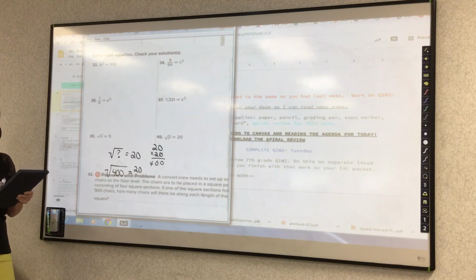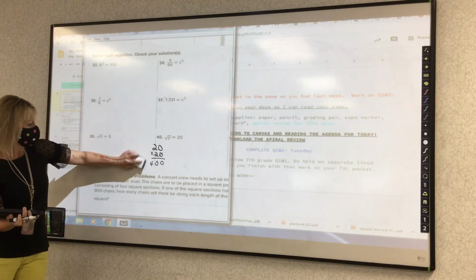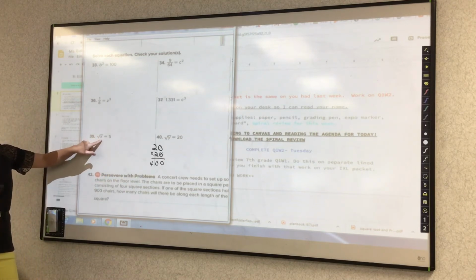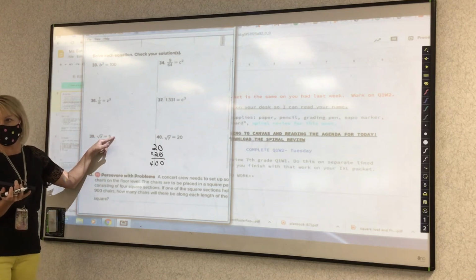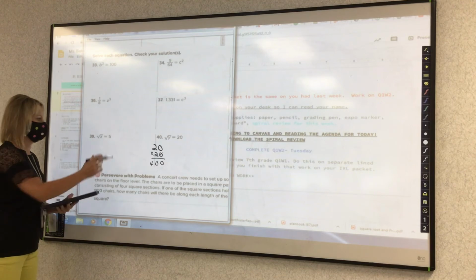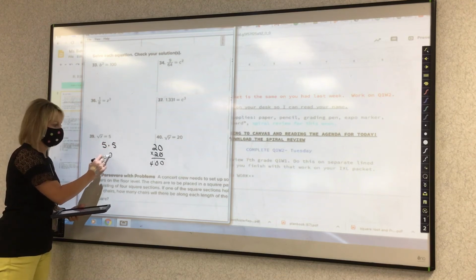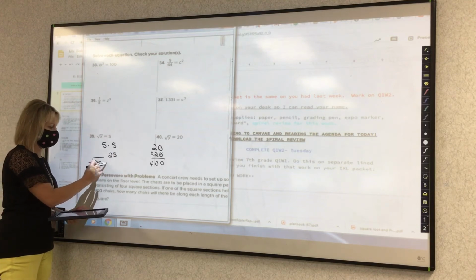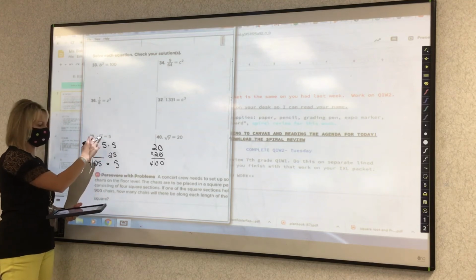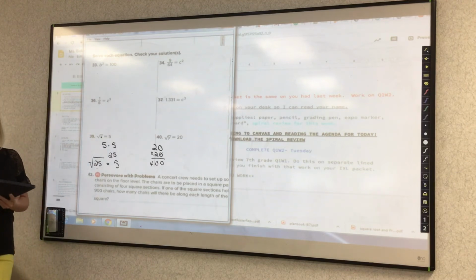39. The square root of something equals 5. So we have to do the opposite. So we have to do 5 times 5, which is 25. So the square root of 25 equals 5. So x equals 25. Write that down in 39.